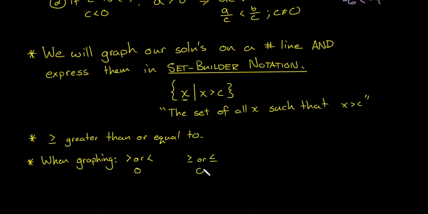I now have my point, and I fill it in. I don't need it to be that big of a circle. Okay, open point if it's greater than or less than, closed point if it's greater than or equal to or less than or equal to. And that'll just help us tell on the graph exactly what we need.